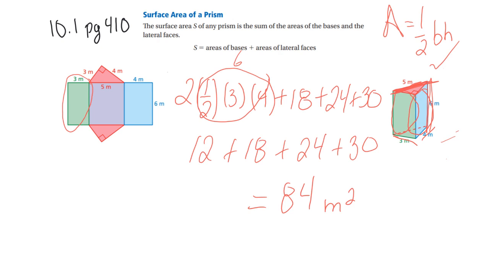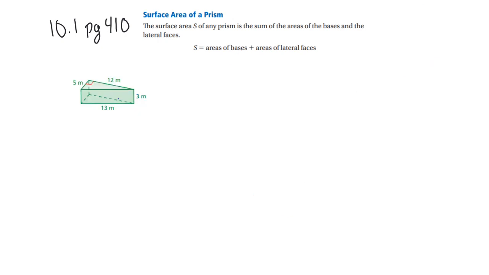I'm going to give you one to try, and then I'm going to come back and go over the solution with you. Okay, so pause, find the solution to this one. This is another triangular prism. Then come back and check your answer, and I'm going to go over it with you. Okay, so the answer that you should have gotten for this one would be 150 meters squared. And I'm going to show you how we got that.